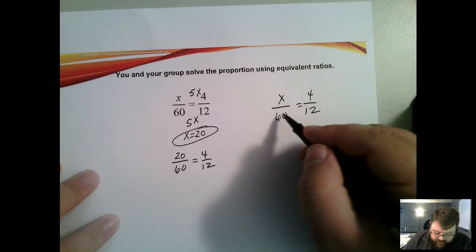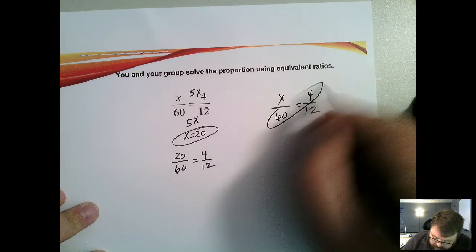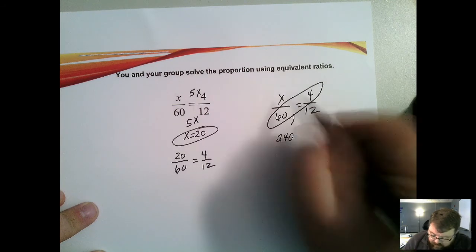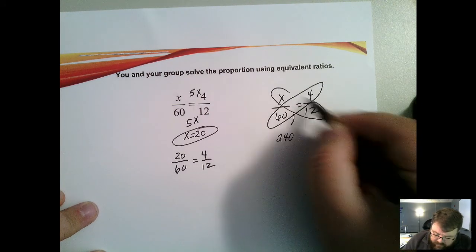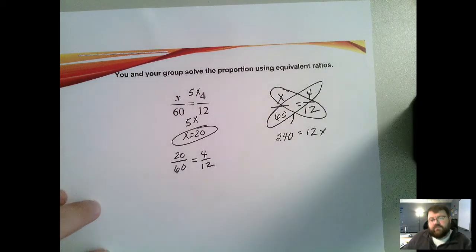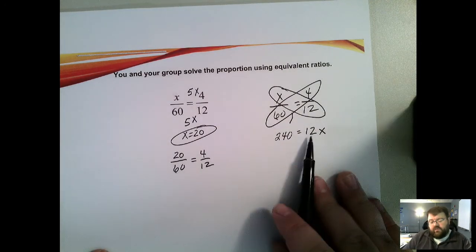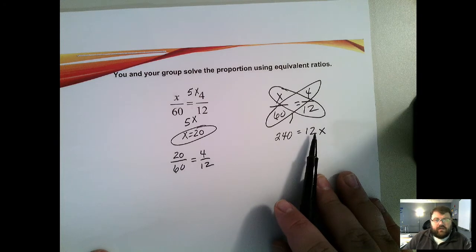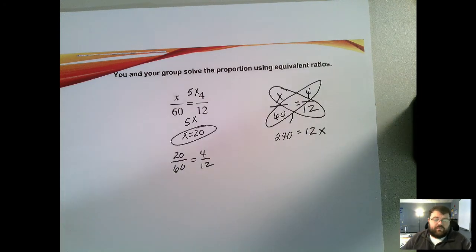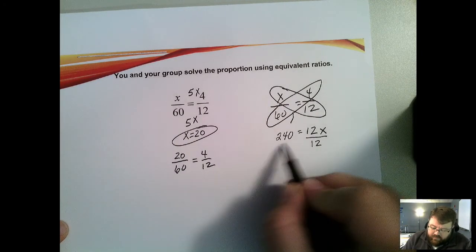So I have 60 times 4, which is 240. X times 12, which is 12x. Don't forget the equal sign. Now remember, you want to get x by itself. The 12 is trying to multiply the x. So you need to do the opposite to cancel it. So you divide both sides by 12.